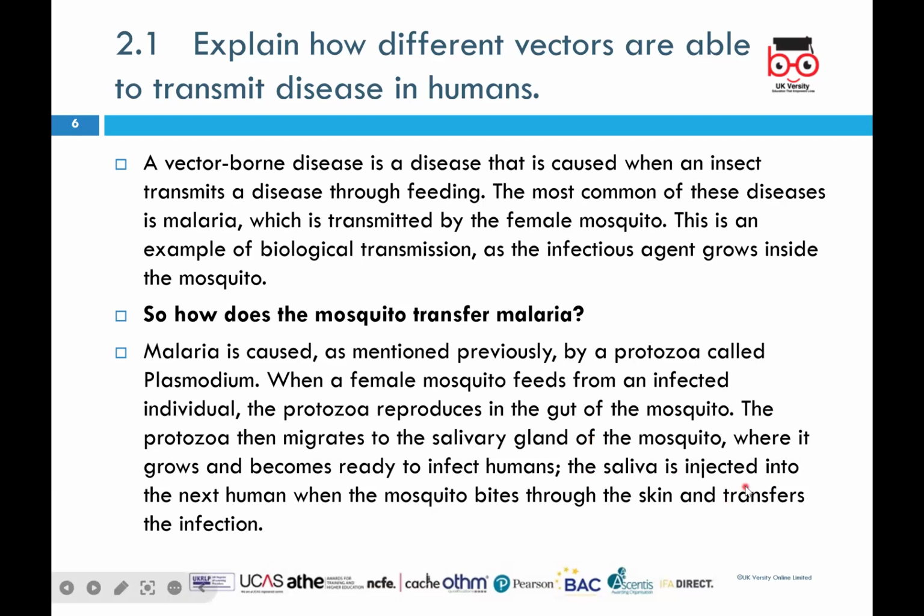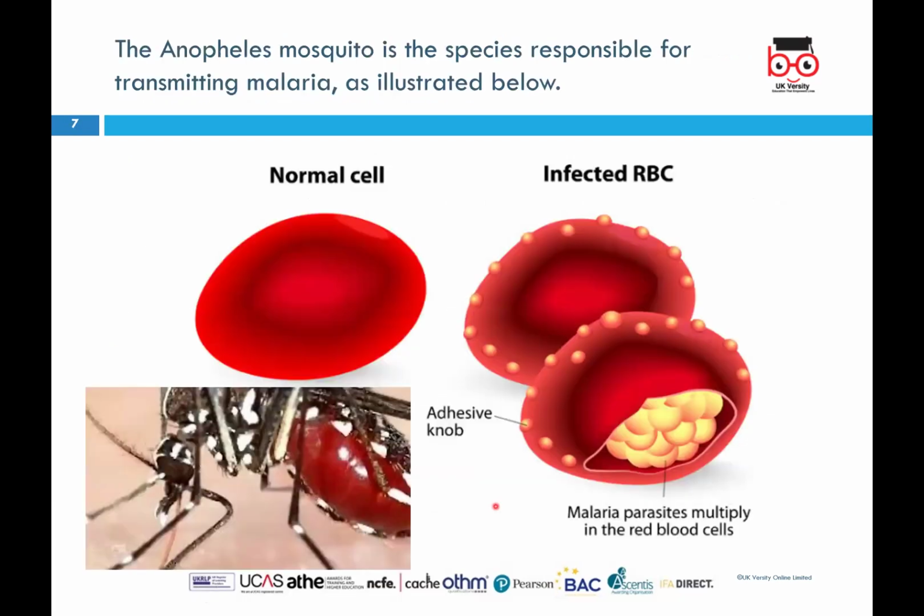So when the saliva is injected into the next human being, when the mosquito bites through the skin, it transfers the infection. Okay. So an Anopheles mosquito is a species responsible for transmitting malaria.